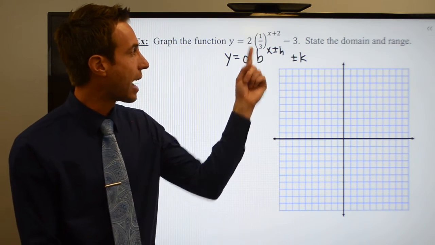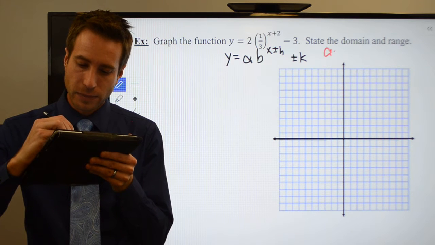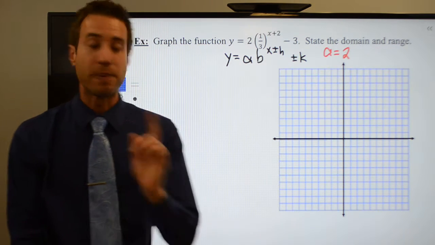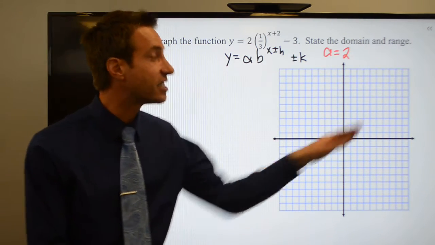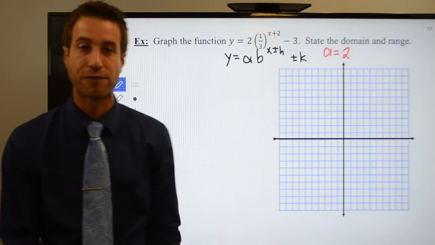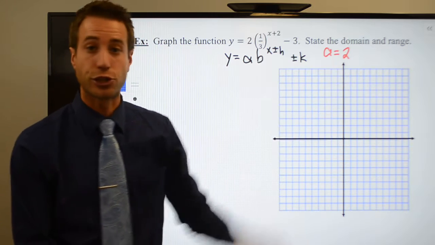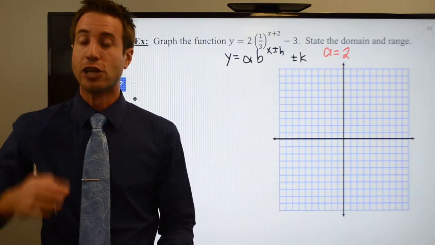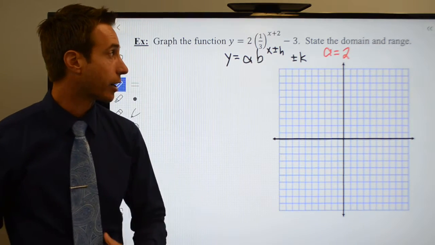I do have a number out in front of my b. So I know that my a is going to be a 2. Now, because it's positive, my graph is still going to open up, but it'll decrease from left to right since my b is 1/3. And since it's a 2, that's going to be a vertical stretch. So my graph is going to have a real steep slope. It's going to kind of take off a lot quicker.